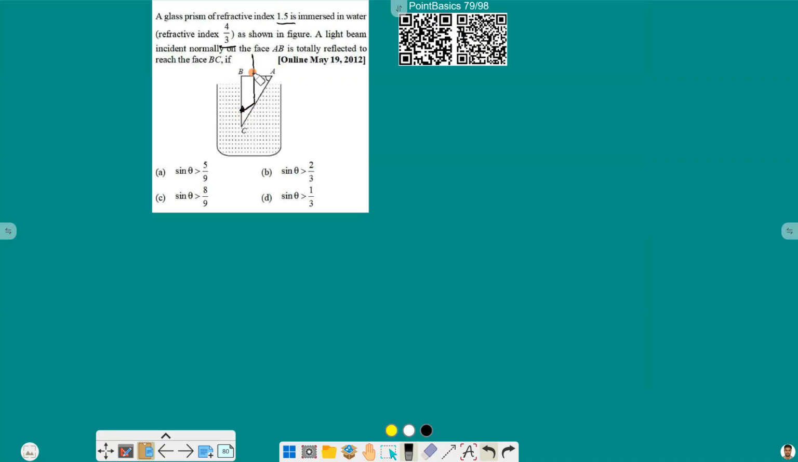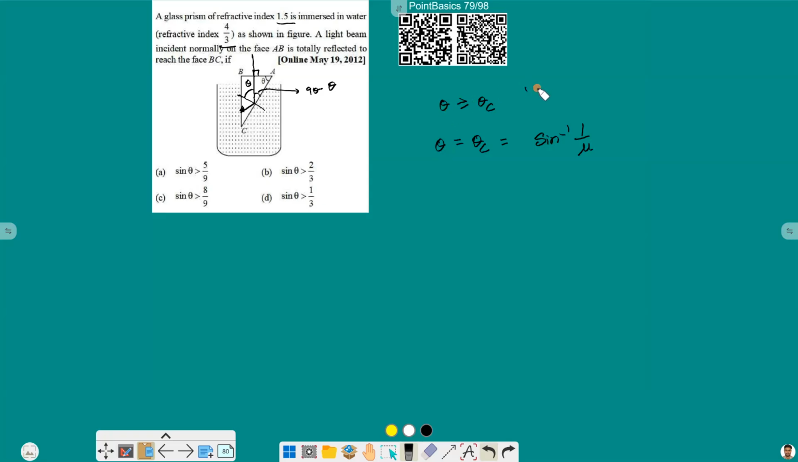So as it is incident normally, this angle will be 90, and if we draw the normal here, this angle will be 90 minus theta and this angle will be theta. Now, as mentioned here, the light is getting totally reflected. So this theta should be greater than or equal to theta c. So we will solve for the theta equal case. So theta is equal to theta c, and theta c will be equal to sine inverse 1 by mu.